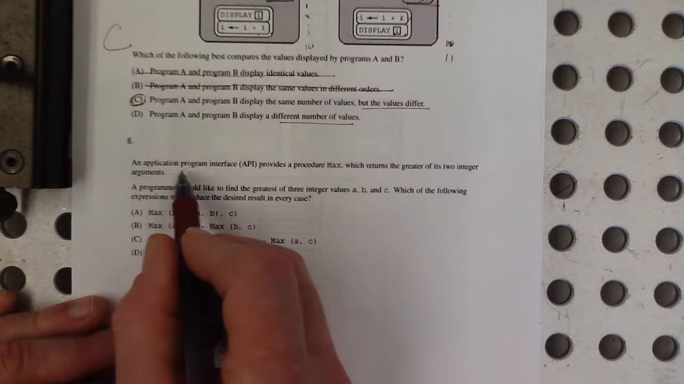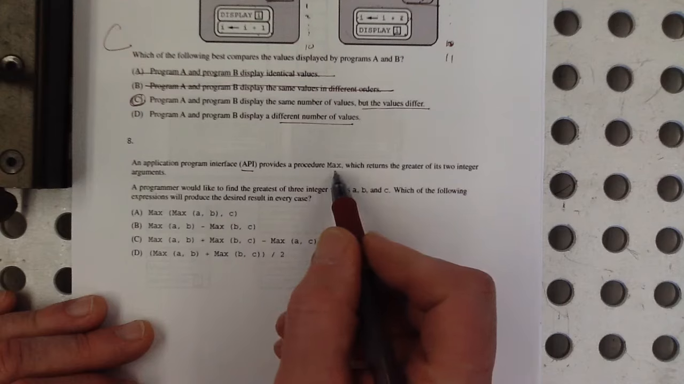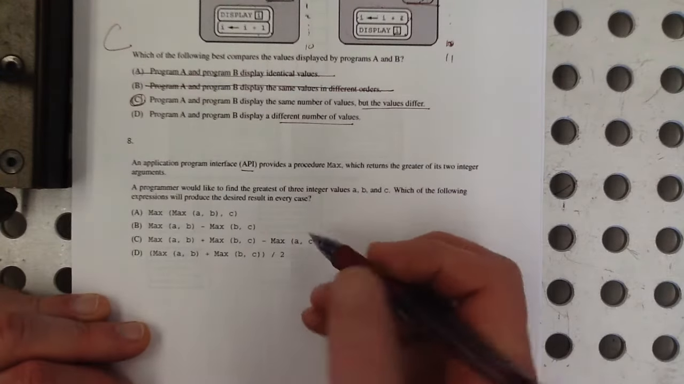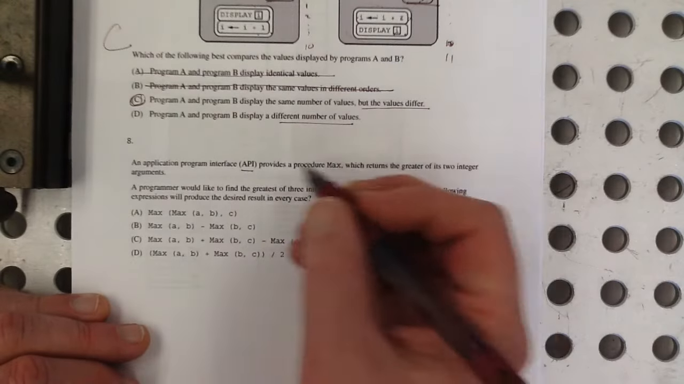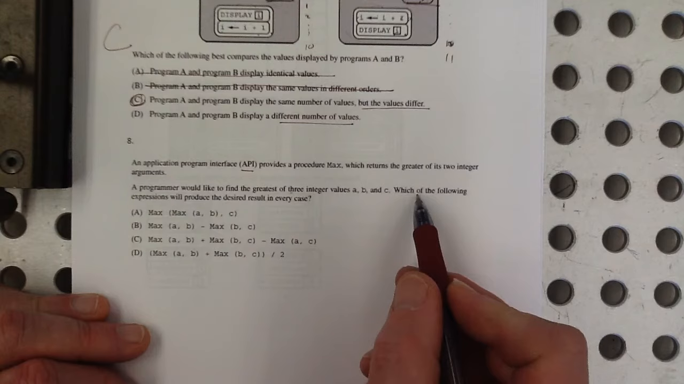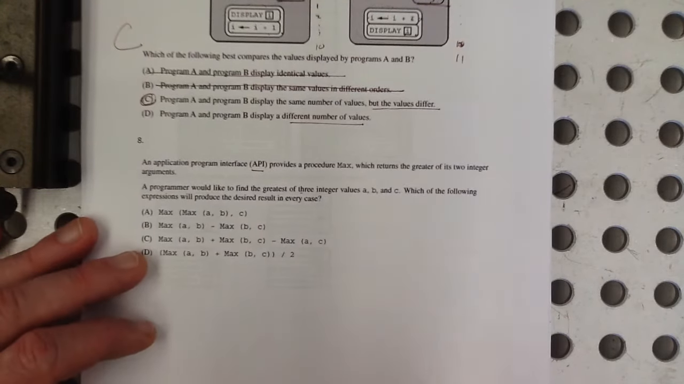Number 8, an application program interface provides a procedure max, which returns the greater of its 2 integer arguments. So you put in 2 numbers and it returns the bigger one. A programmer would like to find the greatest of 3 integers. Which of the following expressions will produce the desired result in every case?